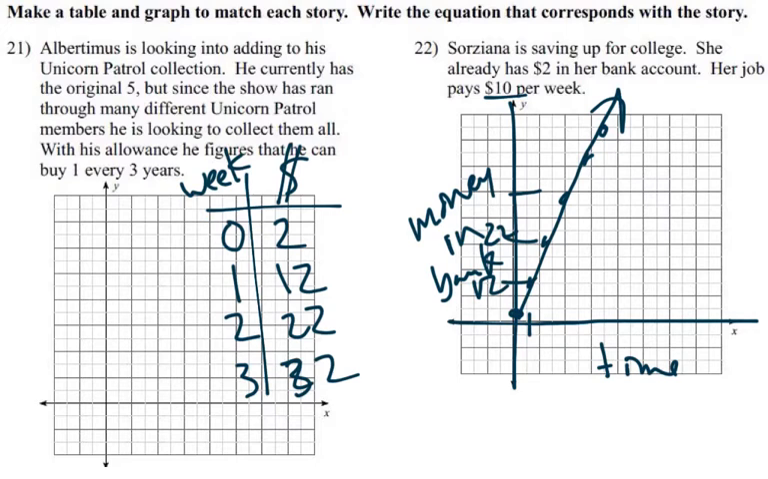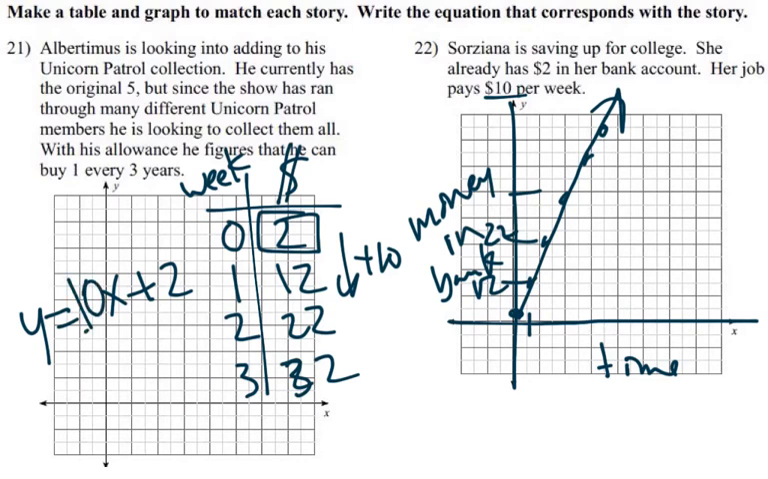Okay. And then same idea. Y-intercept, where did she start? She started at 2. How's it growing? We're going up 10 for every 1 week. So 10 over 1 or just 10.